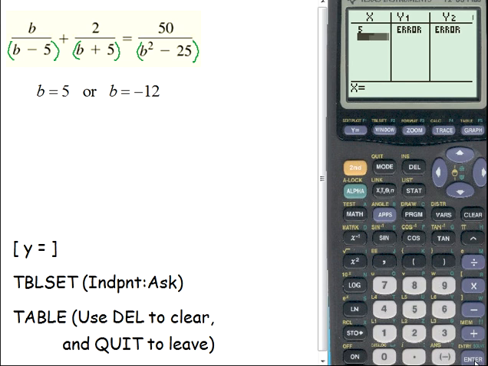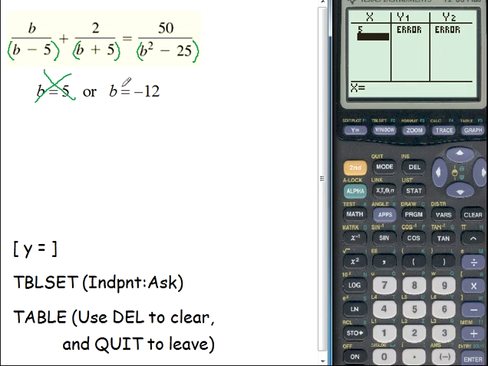And then hit enter. And I got an error message. Error messages usually come up if one of the answers that you arrive at causes a denominator to be 0. So if you look back here, when that happens, you can see that if I put a 5 in the first denominator, it made it 0. It also made the right side 0 in the denominator. So that's not considered a solution then. So we'll cross that one out.